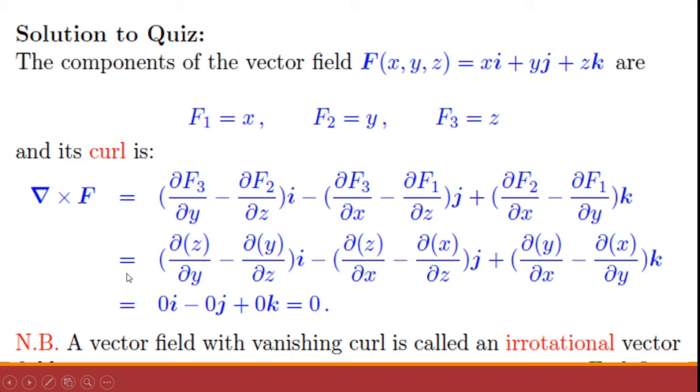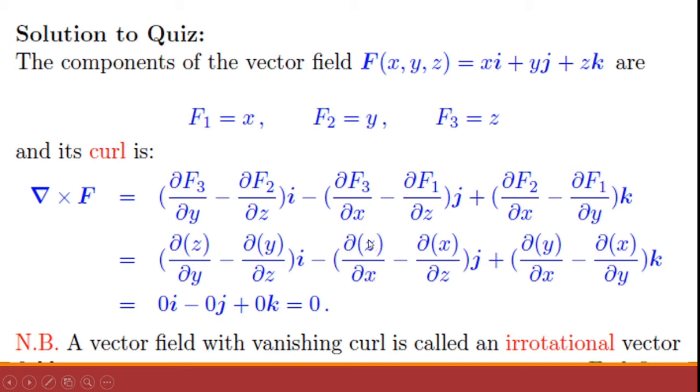If you observe, we have to partially differentiate with respect to y, but there is no y value over here, so this value becomes 0. If you see the second term of the i component, we have to partially differentiate with respect to z, but there is no z value, so this value also becomes 0. So 0 minus 0 is 0. So 0 into i is 0.